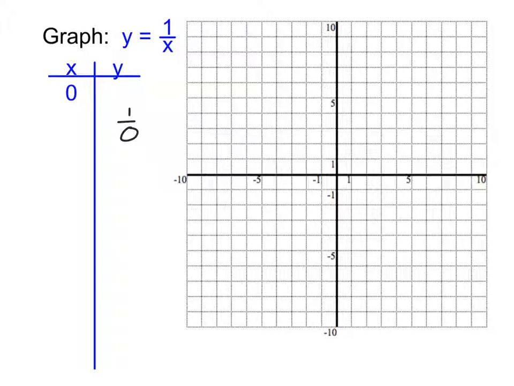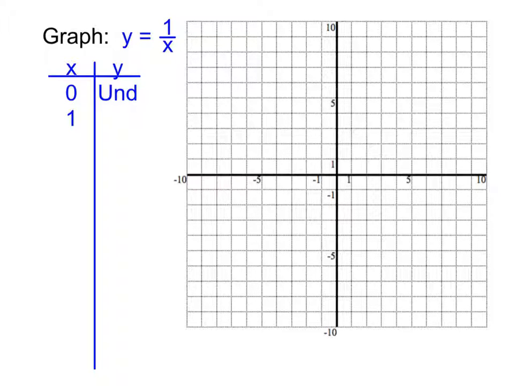Well, we can't divide by 0, remember. Anything divided by 0 is actually undefined. And so that gives us something a little bit weird there. So let's put that on the back burner. We'll come back to the 0 here in a moment.